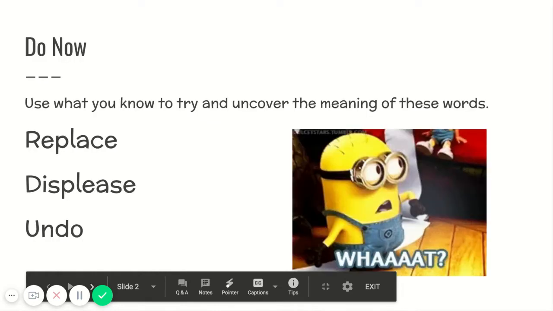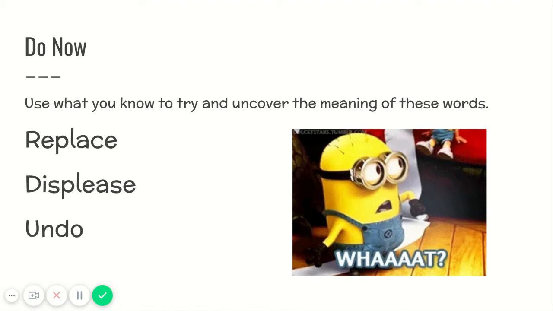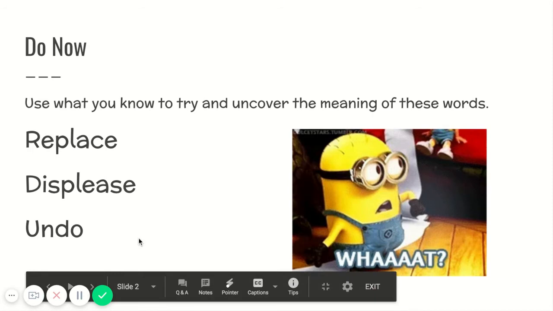You're due now today. I want you to use what you know to try and uncover the meaning of these words: replace, displease, and undo. Now, if you're struggling, I want you to think back to this year when we did talk about prefixes and try to use what you remember. Or you could also really think about the root word that you see. What does that root word mean? Now, if you need more time, feel free to pause your screen and think about it a little bit longer. We're going to go ahead and move on. And then as we go through the lesson, you'll learn the meanings of these words and you'll be able to find out if you were correct. So stay tuned.